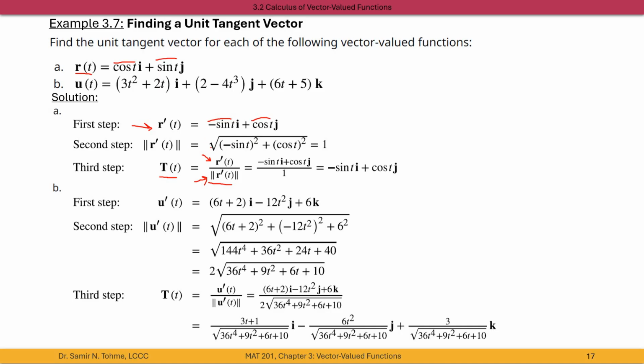And the magnitude now, it is the square root of the square of the x component plus the square of the y component. Sine squared t plus cosine squared t is equal to 1, and radical 1 is equal to 1. Now, let's replace these in this formula. The magnitude is equal to 1, and this is r prime, and the result will be minus sine t i plus cosine t j, and this is the unit tangent vector.